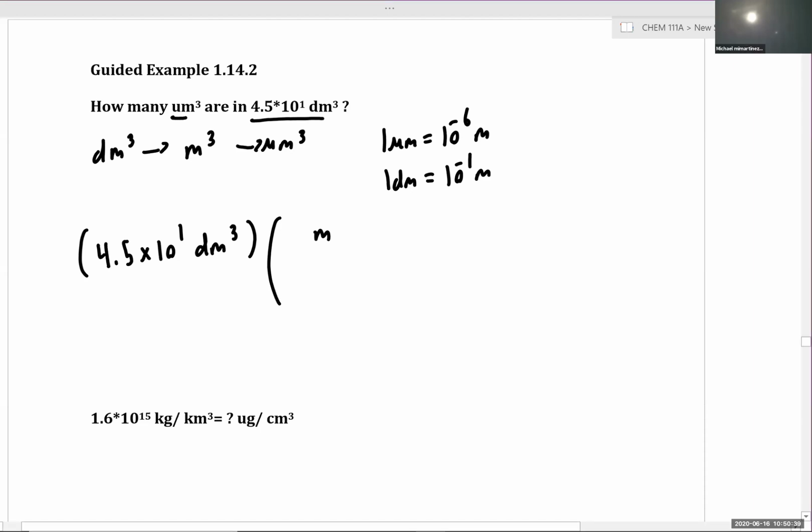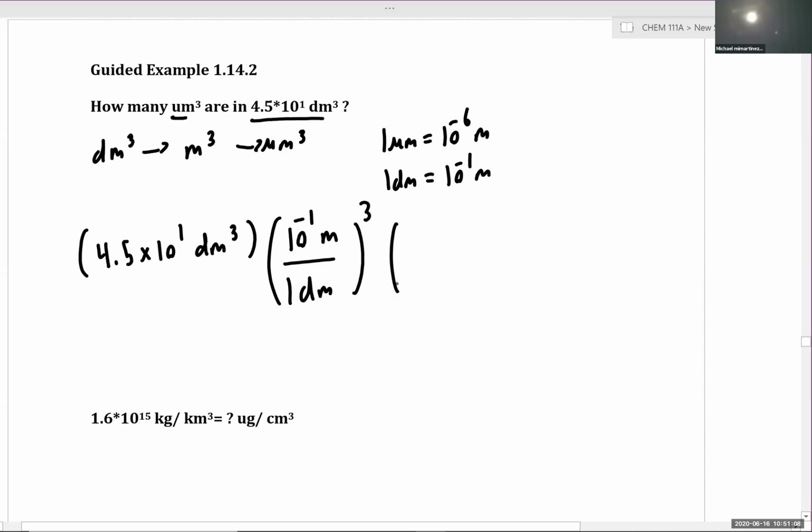Okay, so now if we need to go from decimeters to meters cubed, we're going to put meters on top, decimeters on bottom. In 1 decimeter, we have 10 to the negative 1st meter. But what do we have to do to this conversion factor? Since we're dealing with cubic units, what do we have to do to our conversion factor? Cube it, exactly.